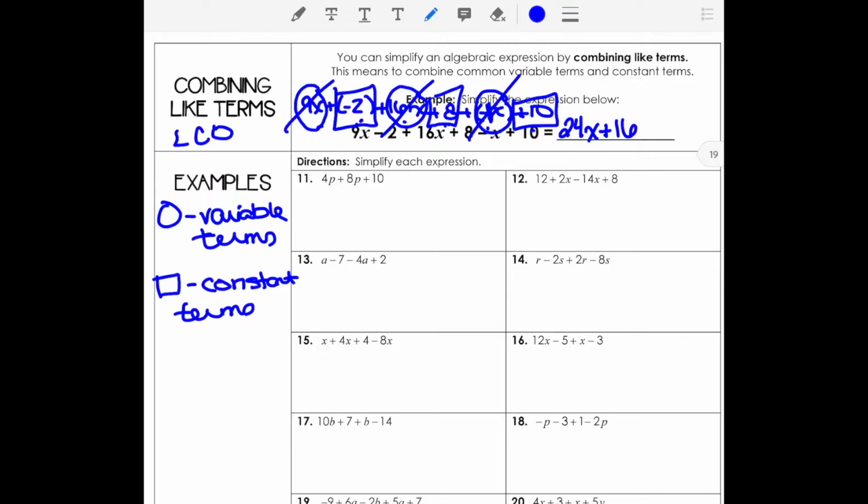All right, let's take a look at number 11. We have 4 times p plus 8 times p plus 10. Well, the first thing I'm going to do, I'm going to circle my variable terms. So those are my terms with variables. And here I have 4 times p and 8 times p. I'm going to combine the coefficients. 4 plus 8 is 12. So I have 12 times p. Then I box my constants. After I cross these out, I box my constant. It's plus 10. There's nothing to combine that with, so it stays positive 10.